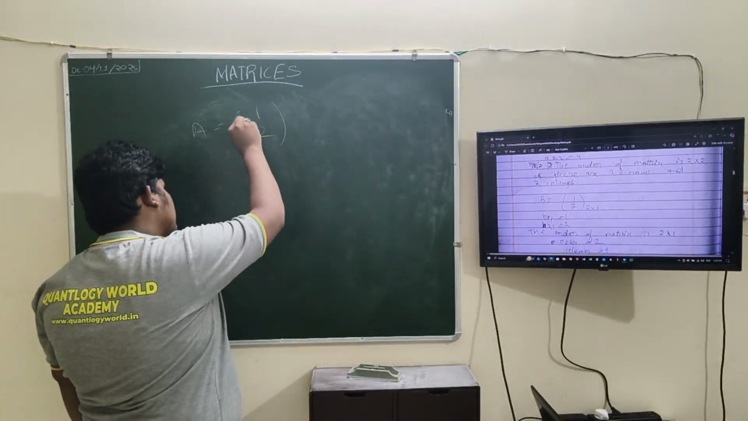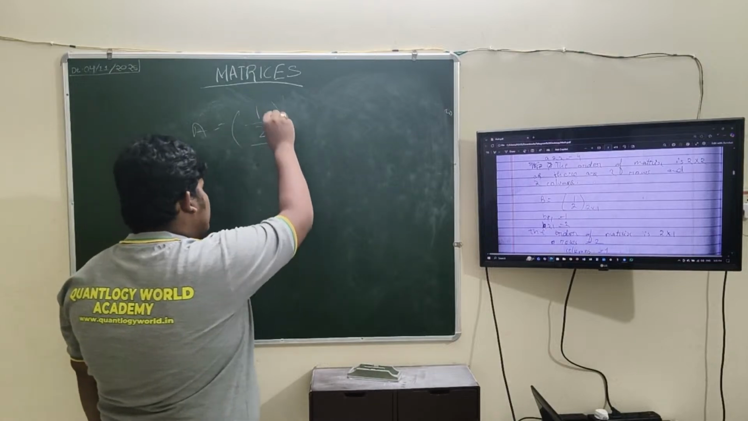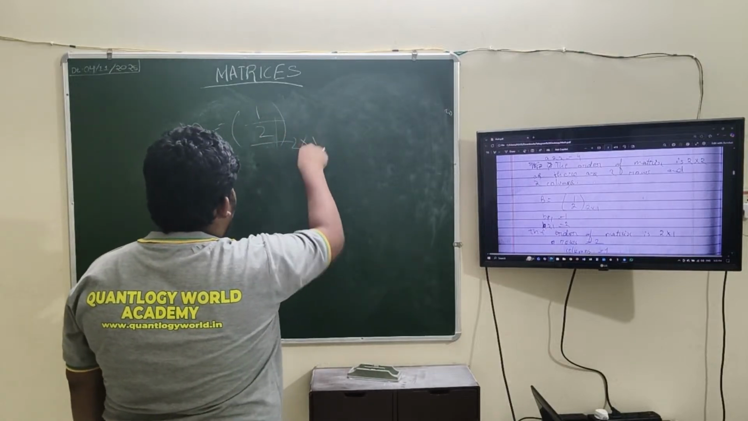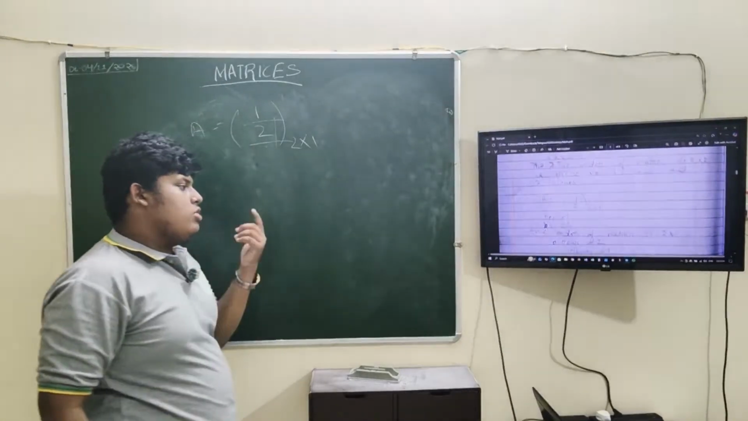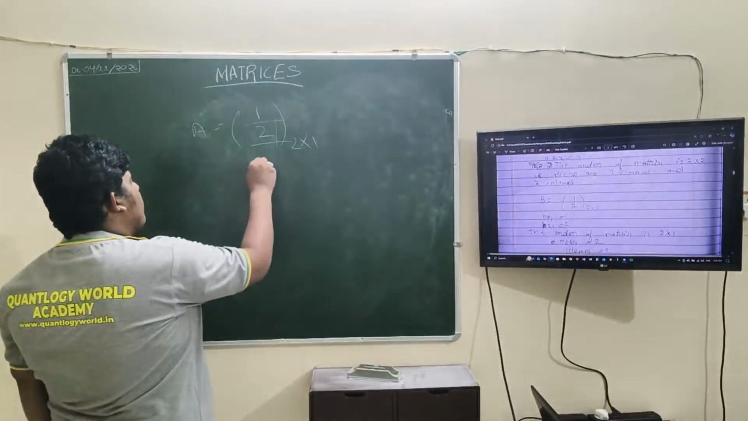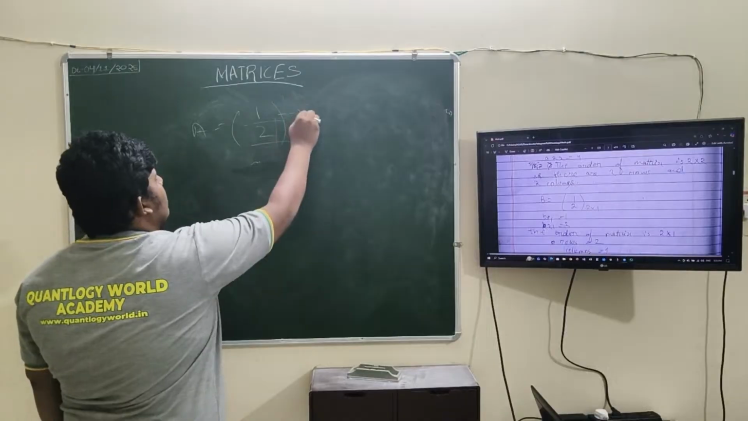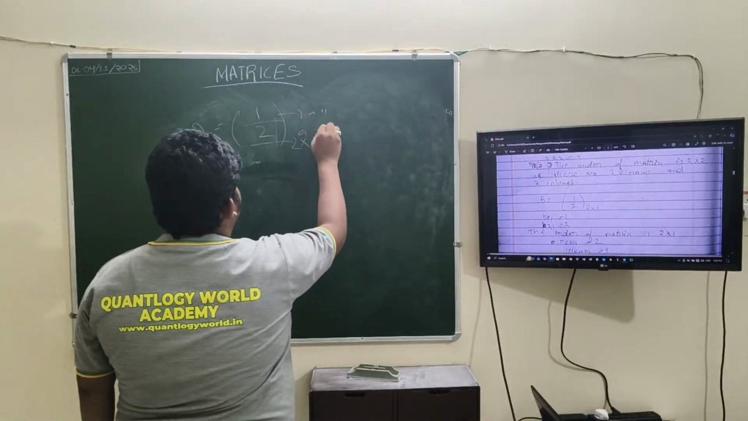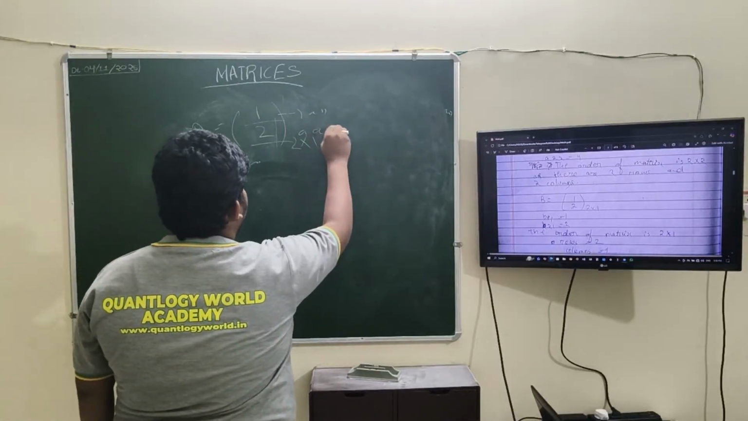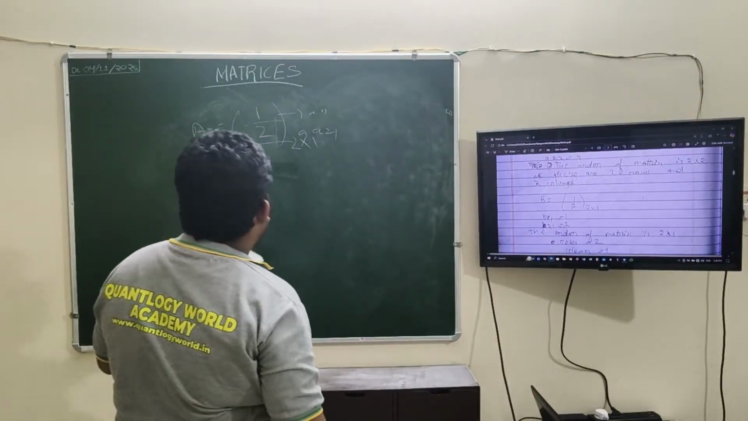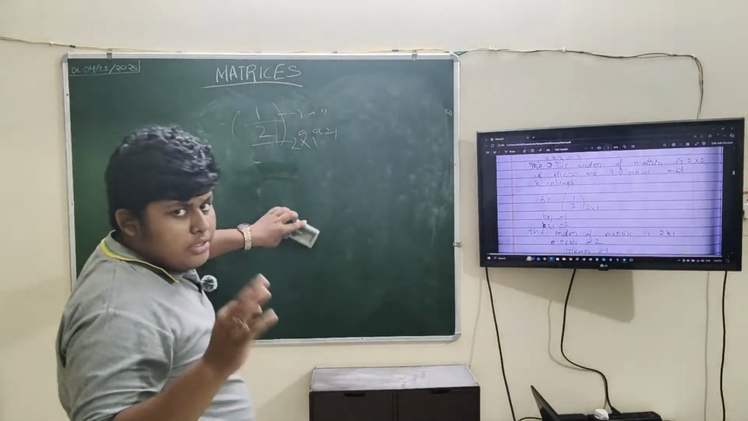The order of the matrix is, there are 2 rows and only 1 column. So 2 into 1. The order of the matrix is 2 cross 1, and this is A11 and this is A21. This is the form of a matrix. We can also make a matrix using one element.